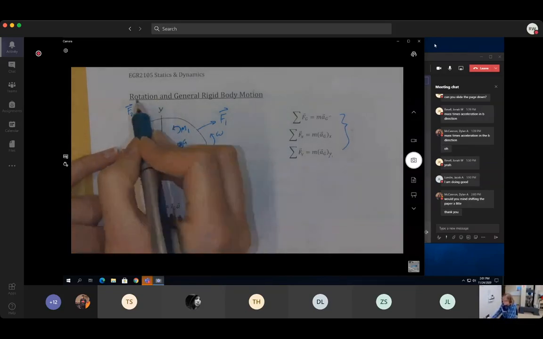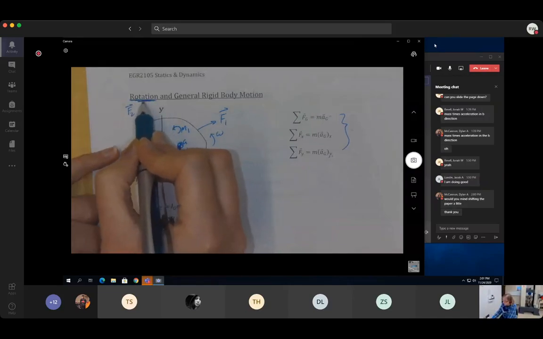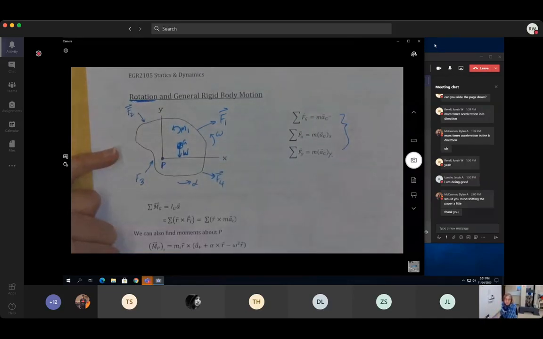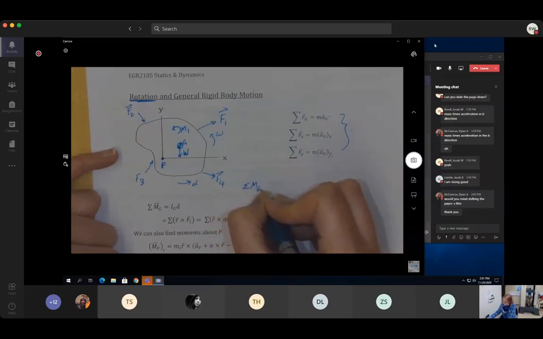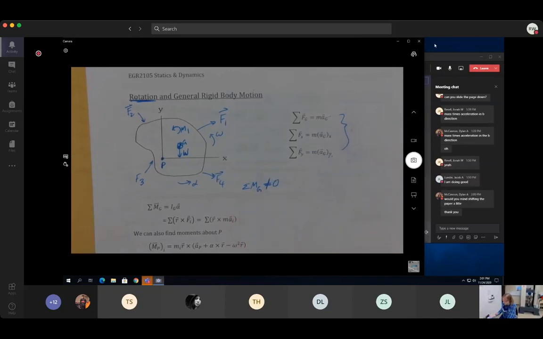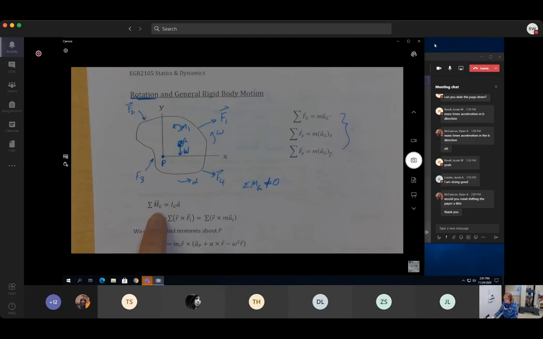Now, when we allow for rotation and not just translation, that means that our sum of moments about the center of gravity is not going to be 0. And so instead of being 0, we're going to have the sum of moments about the center of gravity equal to our moment of inertia about the center of gravity times our angular acceleration.